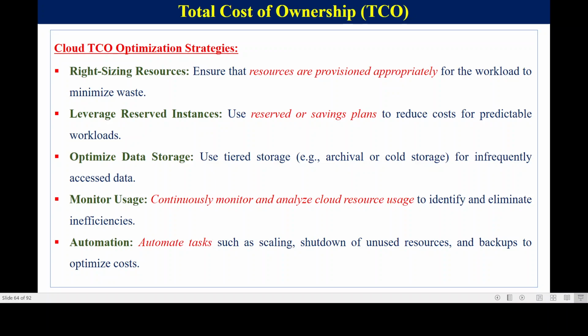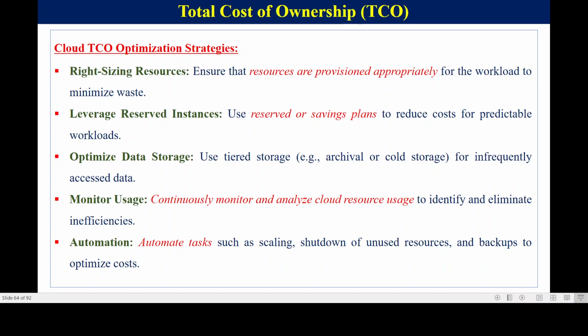The next one is TCO optimization strategies. Now, the important question is, how can organizations reduce total cost of ownership? Let's discuss some best practices. Right sizing resources. Organizations should allocate only the resources actually required. Avoid selecting oversized virtual machines or excessive storage. Right sizing prevents unnecessary spending.